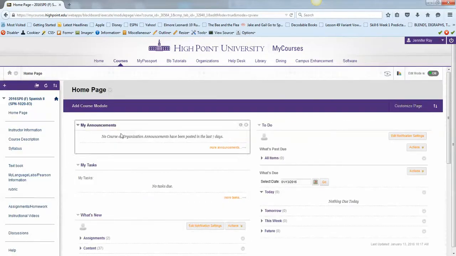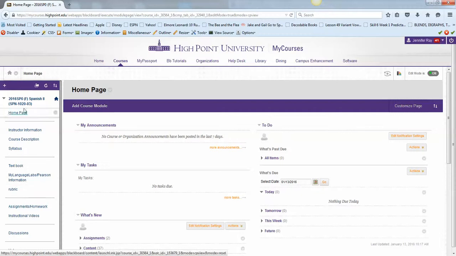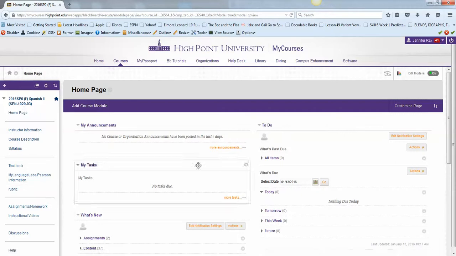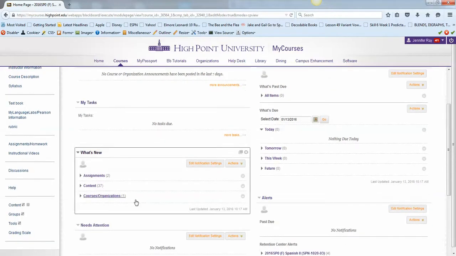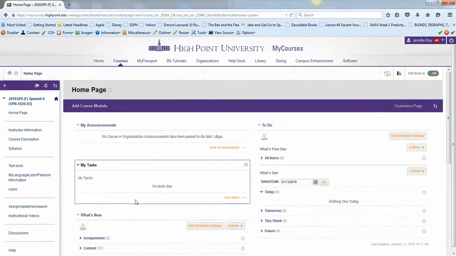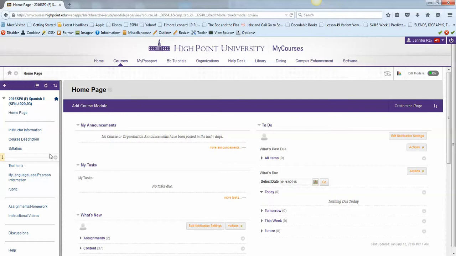And then over to the left-hand side is where I have all the information. This is our home page, and I don't really have anything posted there. I'm not really sure how to set up the home page. I'll probably play with that in the near future and maybe put some announcements there. Anyway, so if you scroll down, then you've got instructor information.